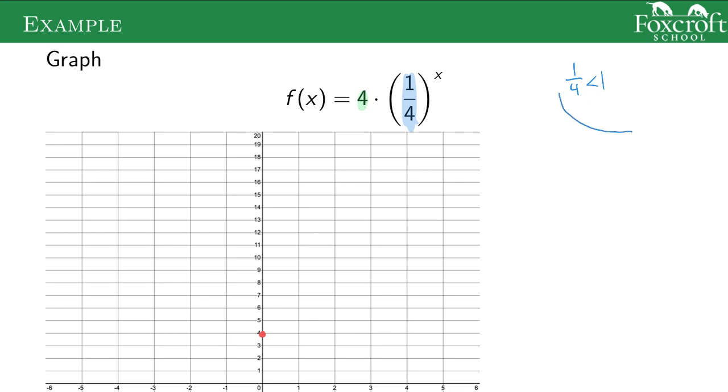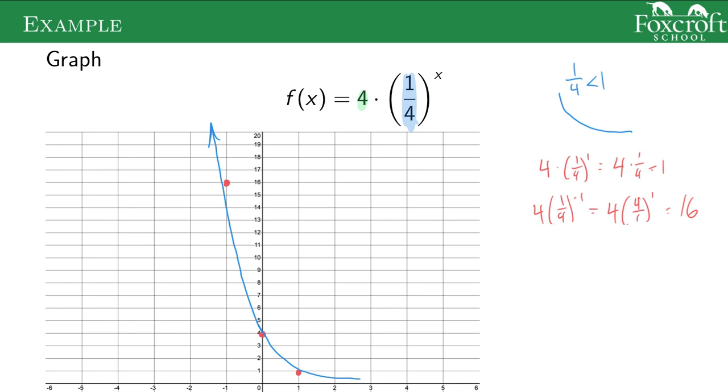Again, it might be helpful to have some points. Let's try to plug in 1. I get 1. So if I plug in 1, I get 1. If I plug in negative 1, 1/4 to the negative 1 is going to flip to 4 over 1 to the positive 1, which is 16. So if I plug in negative 1, I get 16. That's enough to know that my graph gets big going this direction, hitting that point, and gets small going this direction, hitting that point. So that's a good enough graph of this exponential.